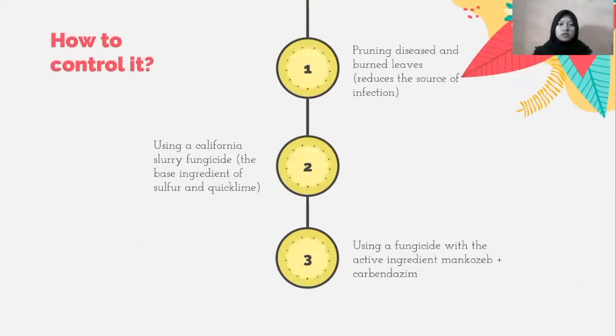And how to control it? First, we can burn diseased leaves so it can reduce the source of infection. It's the same as downy mildew disease. Second is using California slurry fungicide, the base ingredients of sulfur and white lime. And the last one, we can use fungicide with the active ingredients mancozeb and carbendazim.